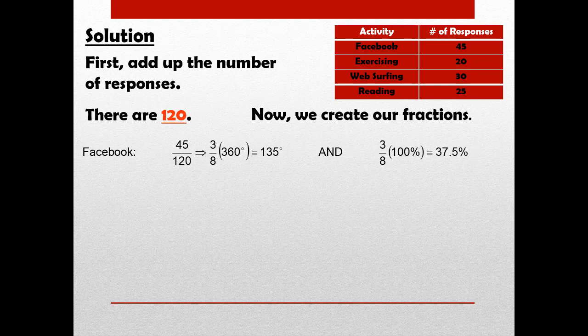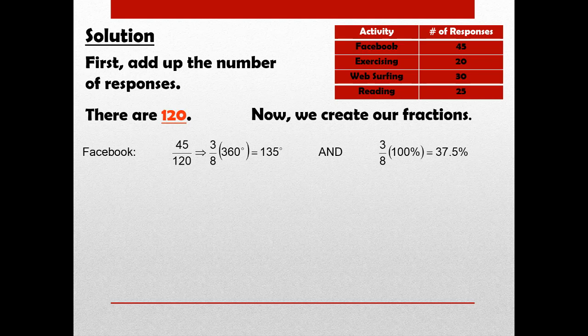Because if you think about pie charts that you've seen, they always show not only what category is in each wedge, but also the percentage that that category represents. So that's why we multiply it by 100% as well, for us to find that percentage.